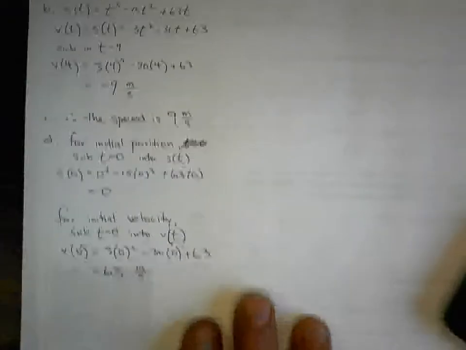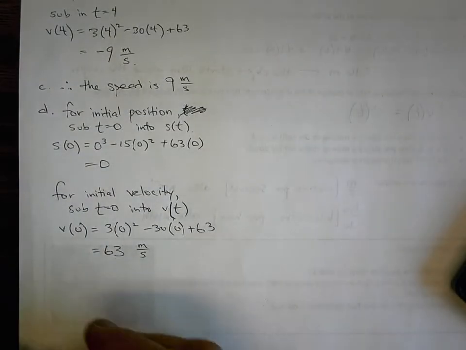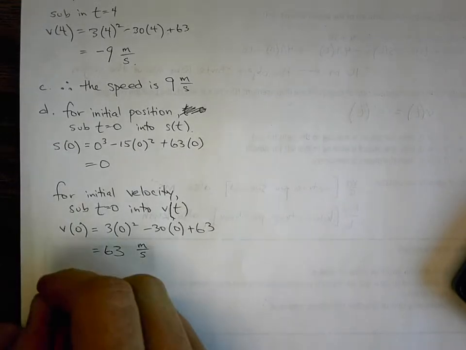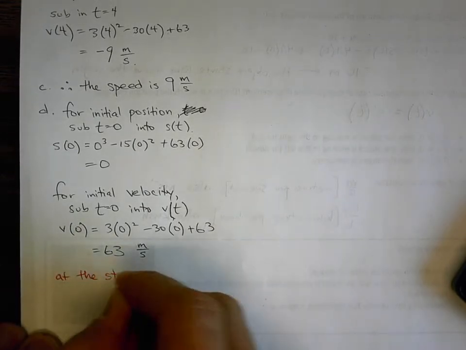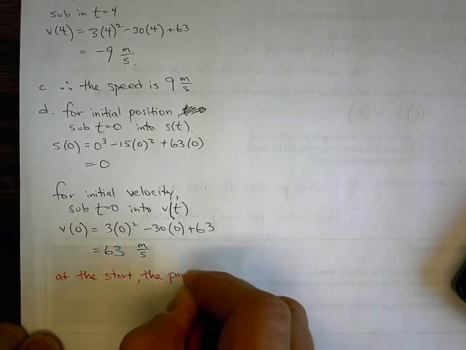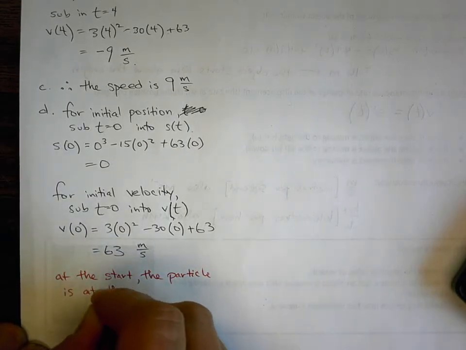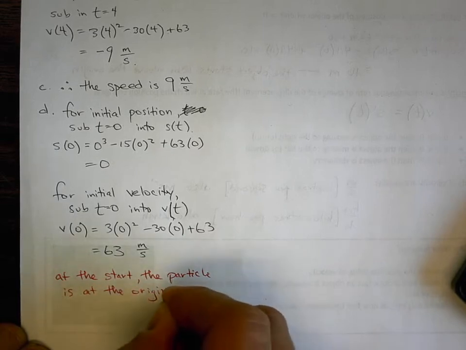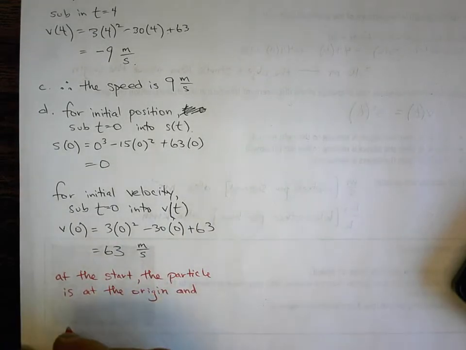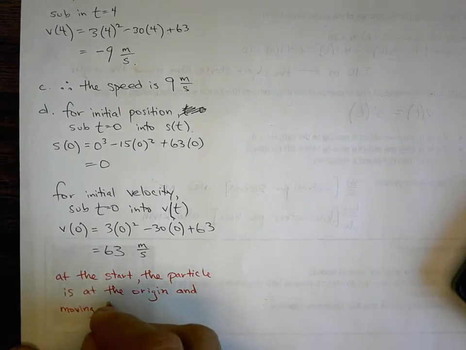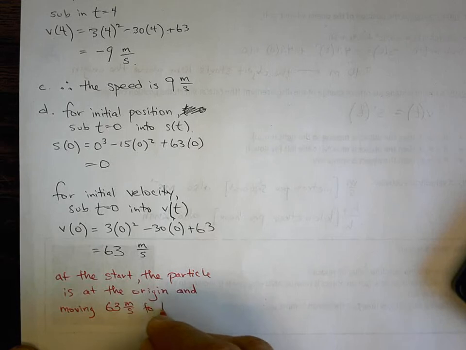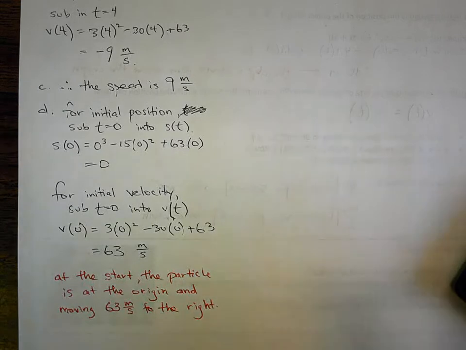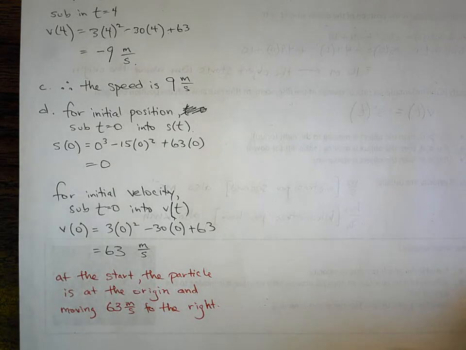So just to summarize what we learned here, at the start the particle is at the origin and moving 63 meters per second to the right, because it's a positive number. So far so good? Okay, let's continue. I think we'll fit the next question up here.